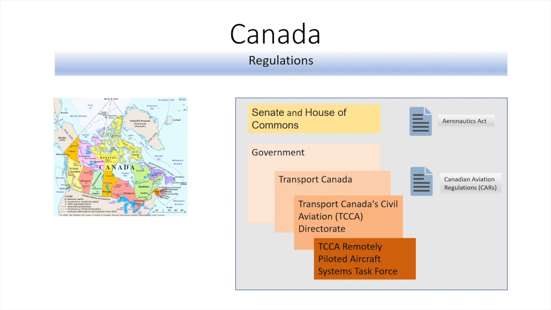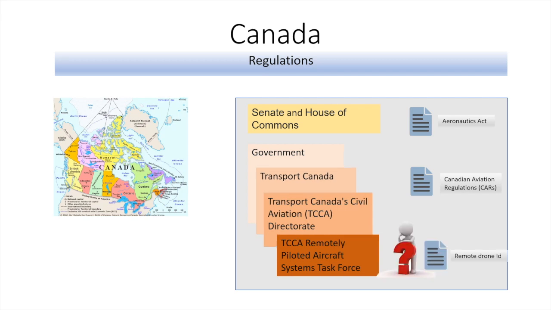TCCA has a Remotely Piloted Aircraft System Task Force, which is engaged in regulatory legislation, research and development work. Some research work has been done about beyond visual line of sight flights and unmanned aircraft system traffic management. They are related to remote drone identification. However, there is nothing about remote drone ID in Canada regulations so far.